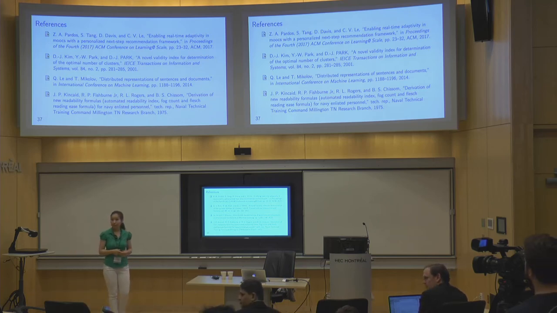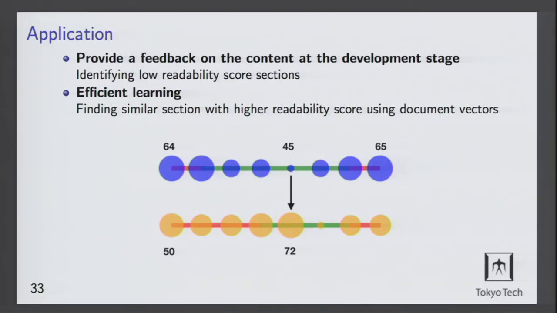I was just curious if you found that sections that had a high similarity score also had similar readability scores. We didn't look at that data, but as you can see here, some of the sections have high readability, the first and second sections, but they have a low similarity score.